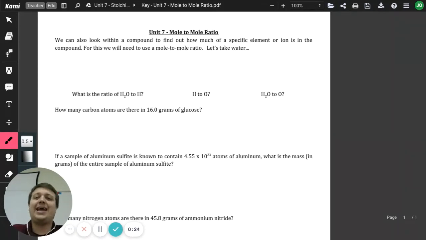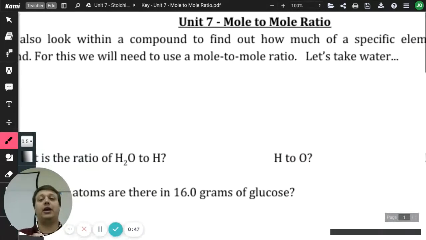So what is a mole-to-mole ratio? Well, essentially, when we look at a compound, we can actually see that there's a ratio of elements to that compound. So we call this ratio the mole-to-mole ratio. Why? Because essentially we're saying if we've got this many moles of this, we're going to have this many moles of that. Okay? And so let's, for example, take water.